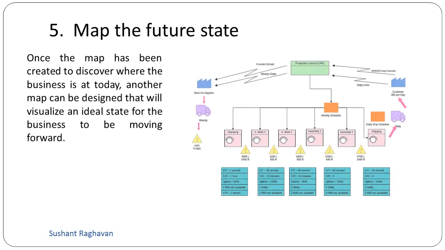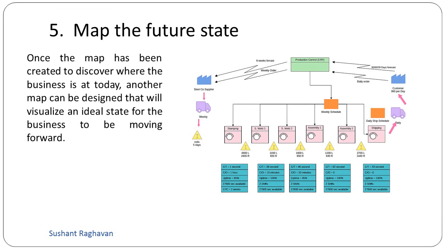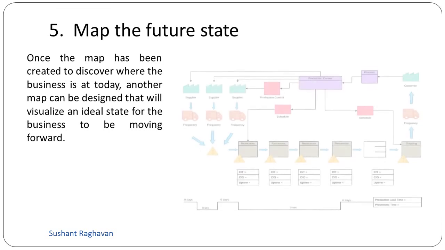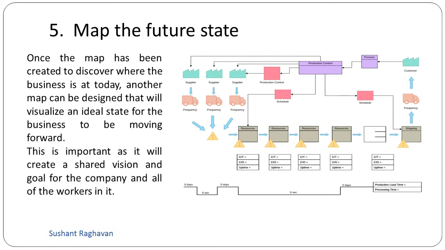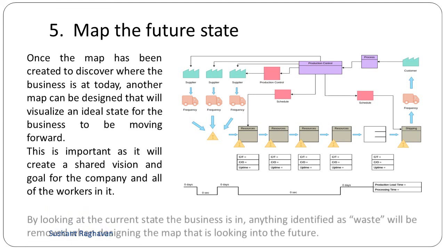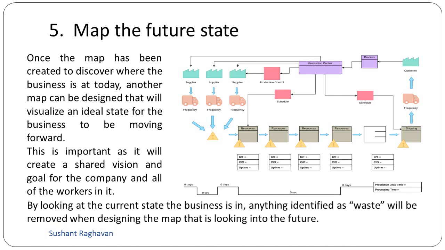Map the future state. Once the map has been created to discover where the business is at today, another map can be designed that will visualize an ideal state for the business to be moving forward. This is important as it will create a shared vision and goal for the company and all of the workers in it. By looking at the current state the business is in, anything identified as waste will be removed when designing the map that is looking into the future.